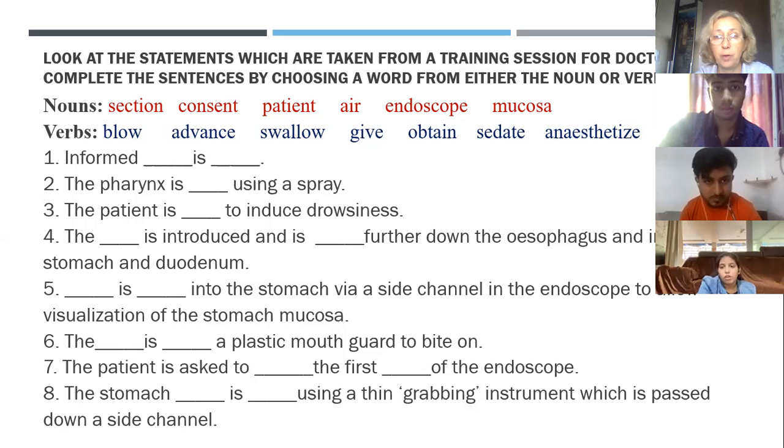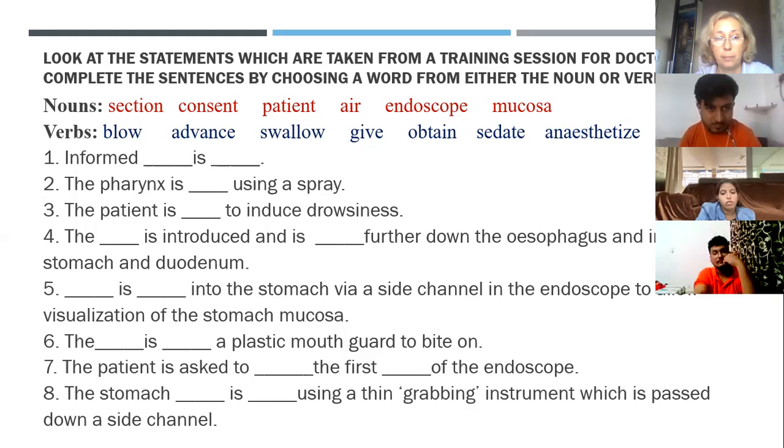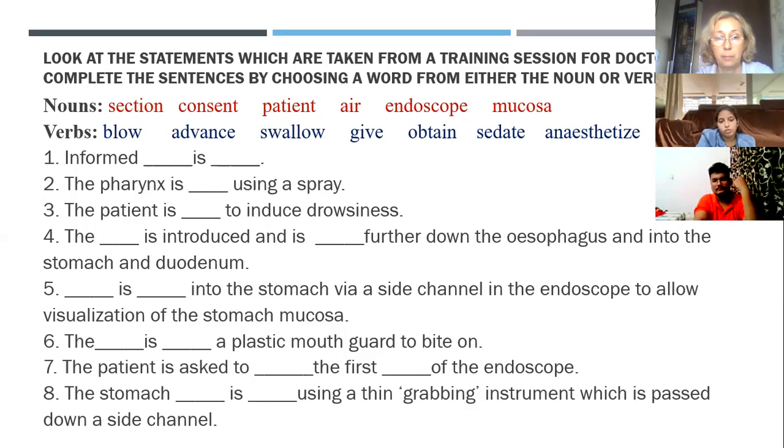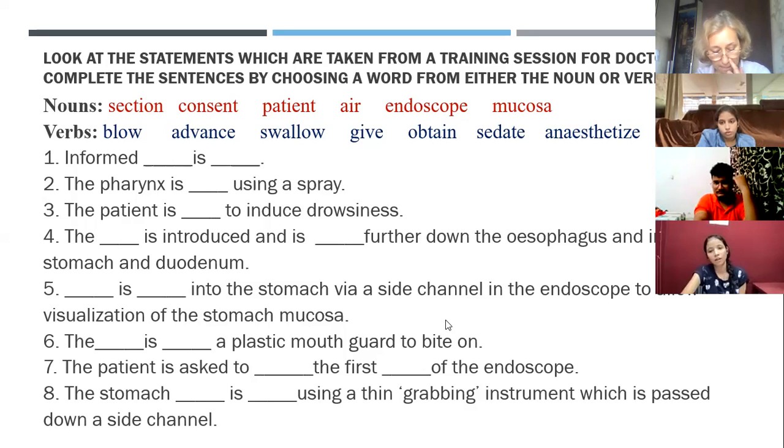Number 5. Apeksha, are you here? Yes, ma'am. For the fifth one, yes, ma'am. I'm facing some network issues, so I'm sorry for that. For the fifth one, the biopsy is advanced into the stomach via a side channel in the endoscope to allow the visualizations of the stomach mucosa.